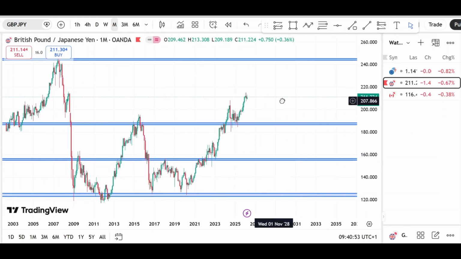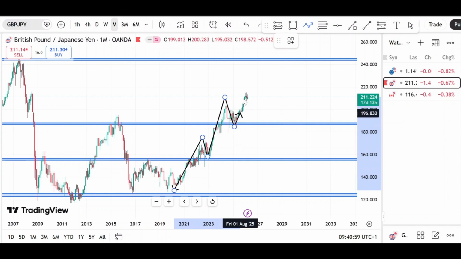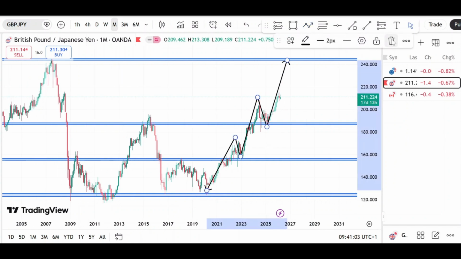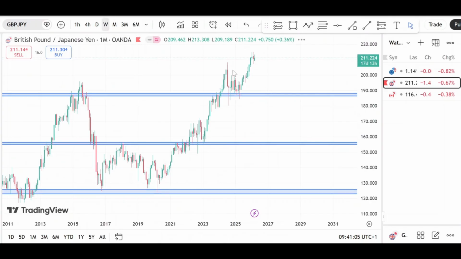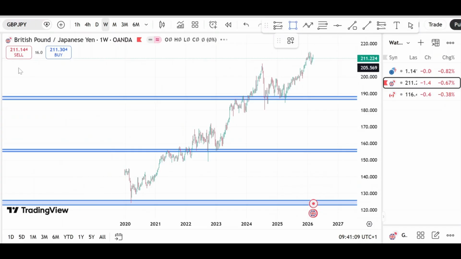As you can see, we are still in an uptrend where we are seeing higher high, higher low, higher high, higher low, higher high, higher low. So we can expect that the price is going to keep moving in an uptrend. Let's go to the weekly time frame to see what's going on.